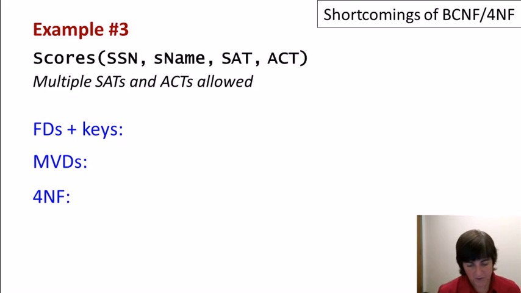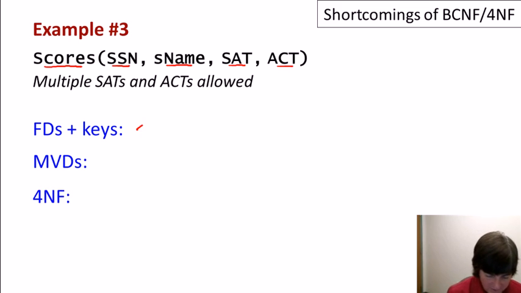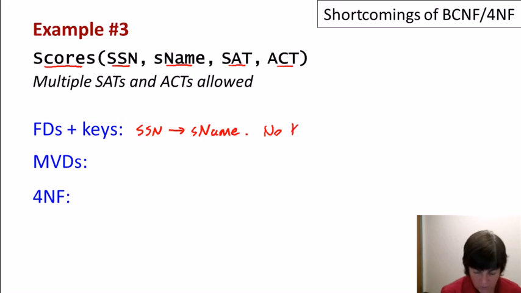Now let's look at a different type of example. Let's suppose that we have a relation that contains the scores of students who are applying to college. So we'll have the student's Social Security number and their name, and then SAT scores and ACT scores. And they might have many SATs and ACTs. So the only functional dependency we'd have in that case is the one that says the Social Security number determines the student name. And as far as keys go, there's no key.